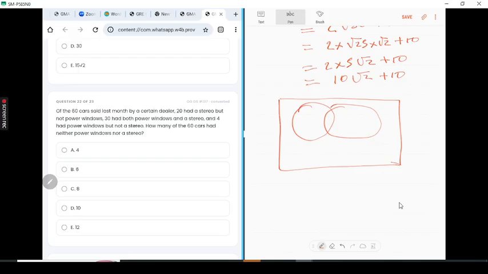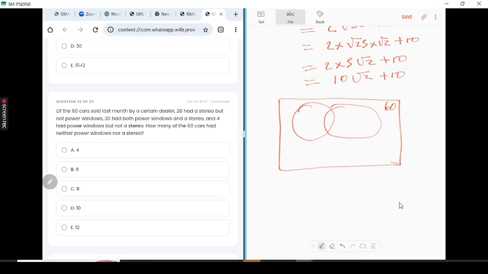Yes, that is the universal set. Of the 60 cars sold last month, the universal set here is 60. So you see that what you know is connecting little by little. The universal set has not changed, right?